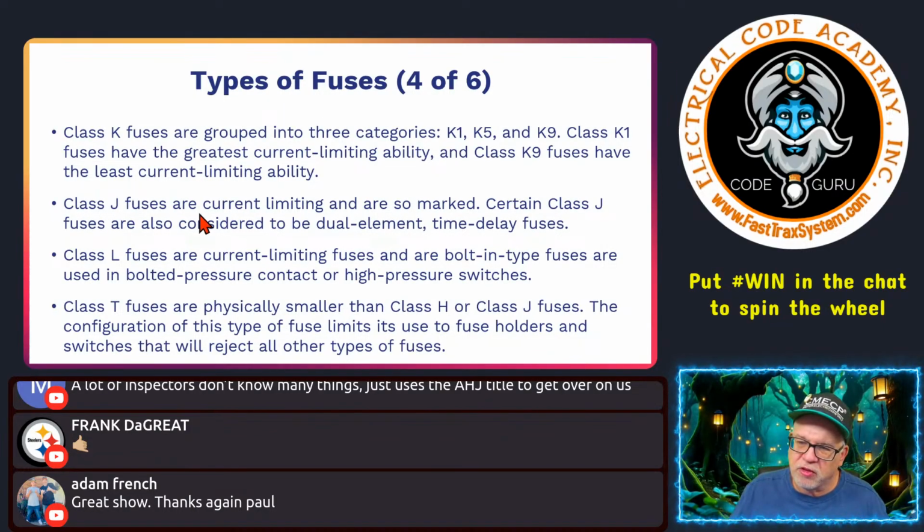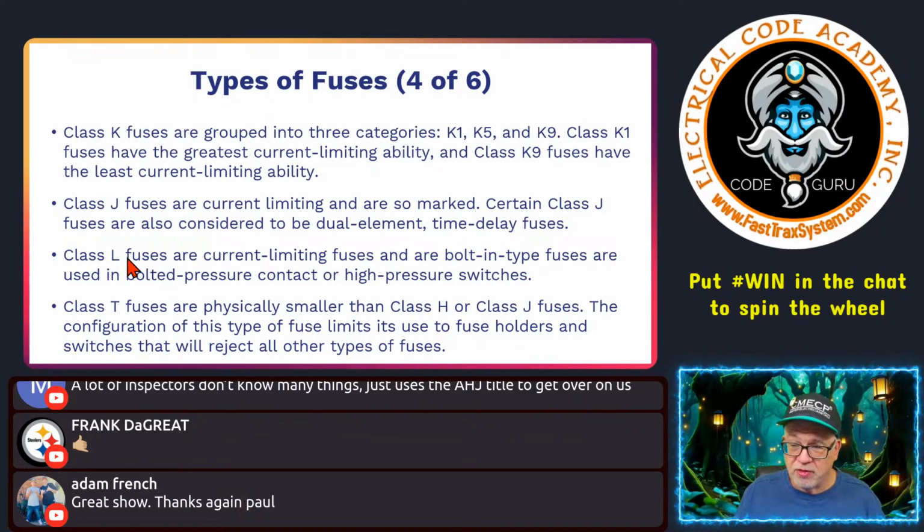Class J fuses are current limiting and are so marked as such. Certain Class J fuses are also considered to be dual element time delay fuses. So this is just stuff that most of the manufacturers will tell you, the type of fuse that's needed for the system, okay? So again, not brain surgery. You don't have to be an expert in all the different fuses, but it's just things to think about.